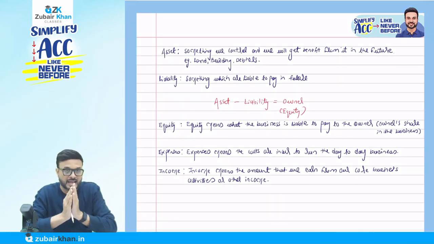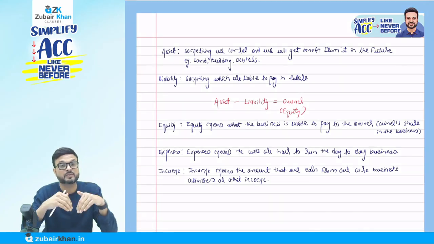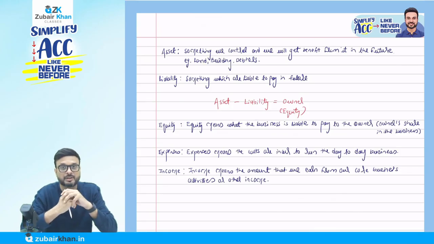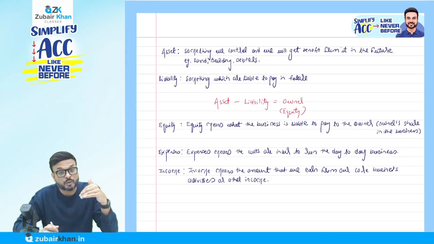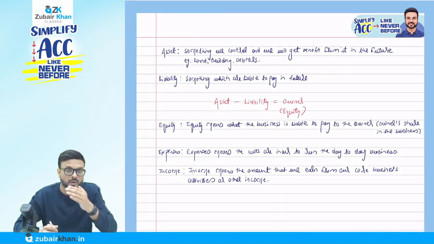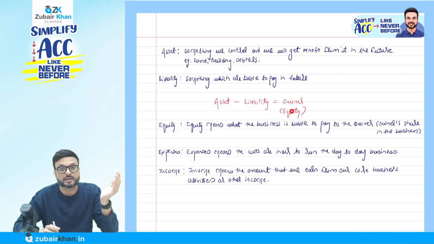Okay, these are assets. What is liability? Something which we are liable to pay. Like the bank loan that we have taken, it's a liability. Accounts payable, trade payable, creditors, all these are liabilities. So assets minus liabilities is the owner's equity. It belongs to the owner. We call it equity. Equity means that the business is liable to pay to the owner.